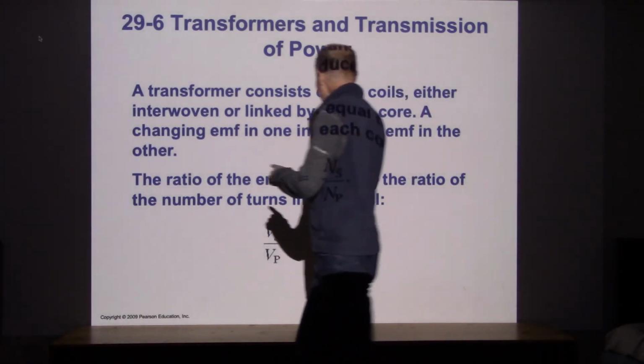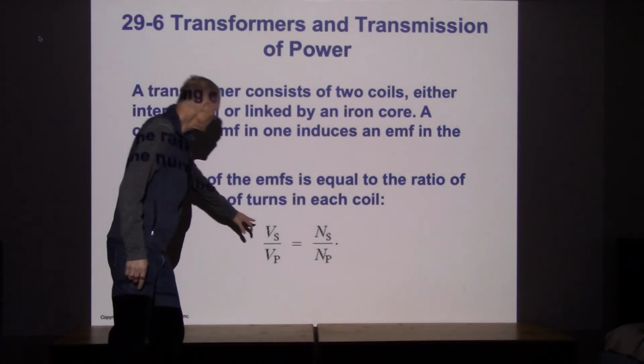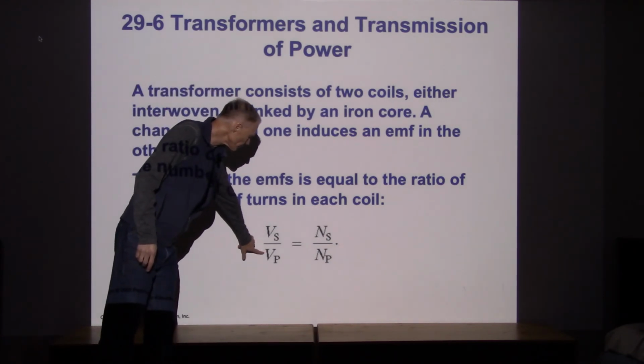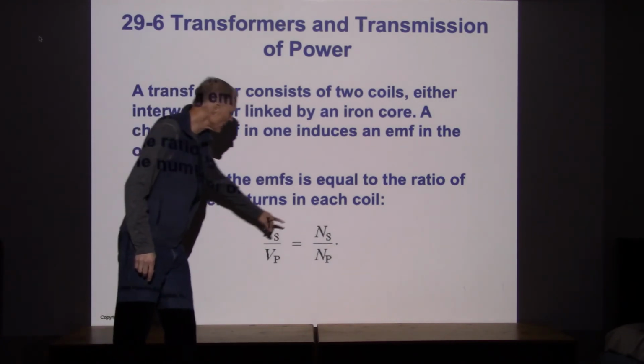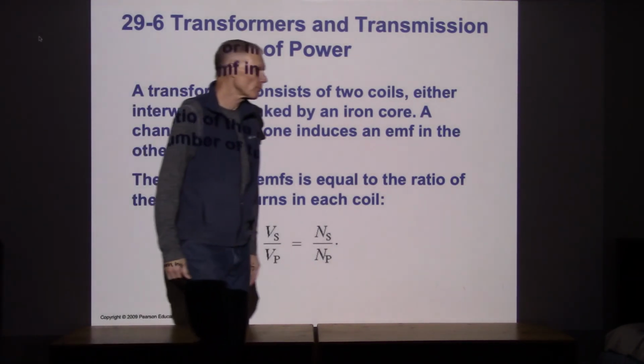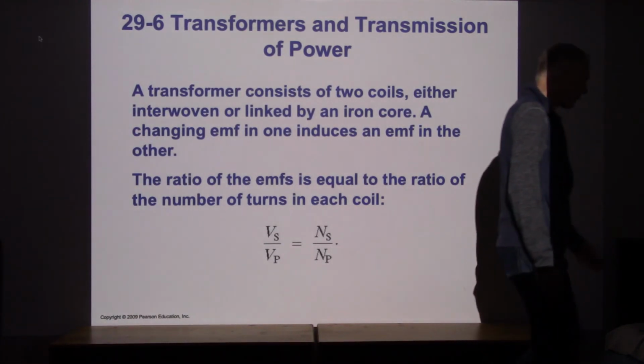And see, they haven't written this as EMFs anymore. They're just writing it as voltages. So the voltage on the secondary is to the primary as the same ratio of numbers of loops. The numbers of loops are going to determine that for us.